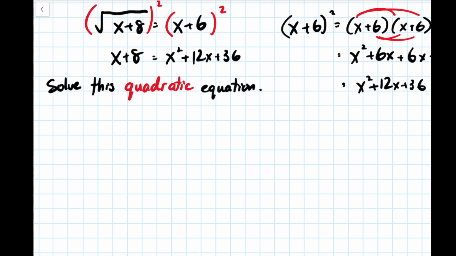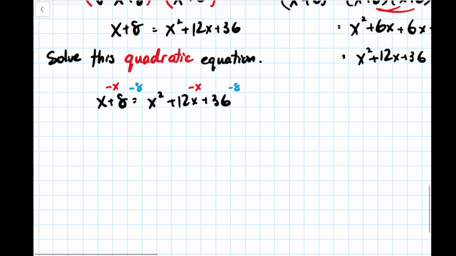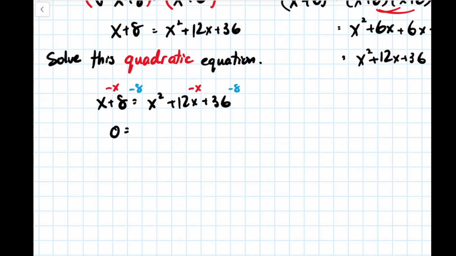But before we can even do that, remember, when you're solving a quadratic equation, you've got to make sure that one side of that equation equals 0. So our first step here has got to be to move that x and that 8 to the other side of the equation. So I'm going to subtract x on both sides, and I'm going to subtract 8 on both sides, which is going to get me x squared plus 11x plus 28.